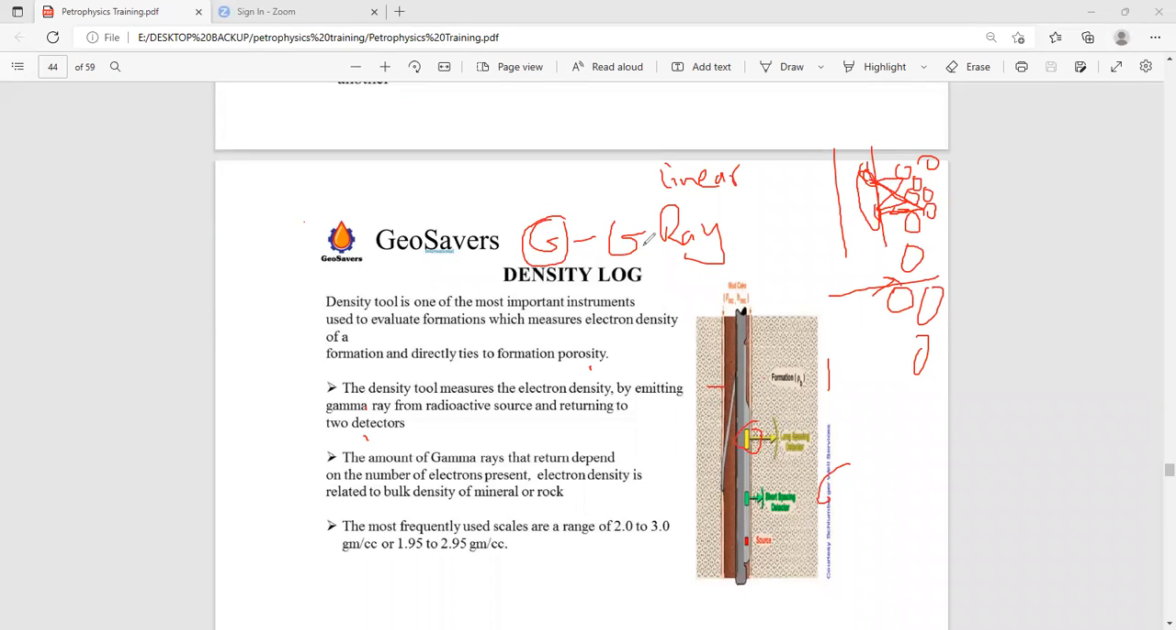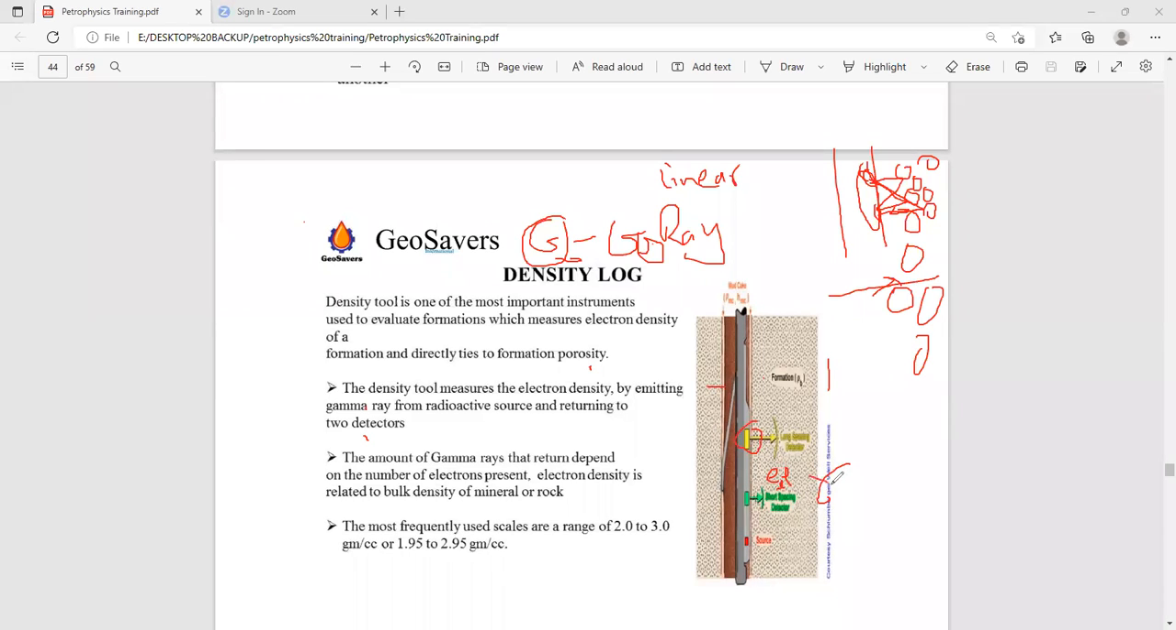That's why we call it gamma ray. You send in gamma ray and you measure gamma ray. So the more the gamma ray collides with particles in the formation, the more deflection takes place. So it actually measures the electron density. The more electrons we have within the formation, the more deflection we have. So if we have high deflection, it means that we have a high amount of electrons within the formation.